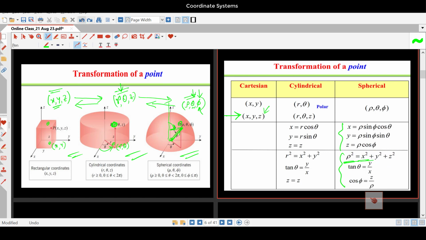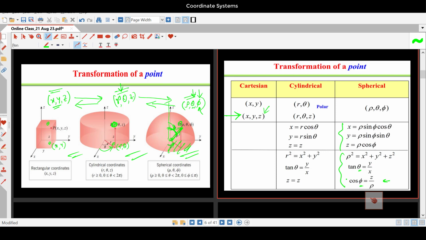At the same time, the formula for finding theta is in the two-dimensional xy plane. So theta will be tan inverse of y over x. If we want to measure phi, then we have to use this formula, that is cosine phi equals z over rho.